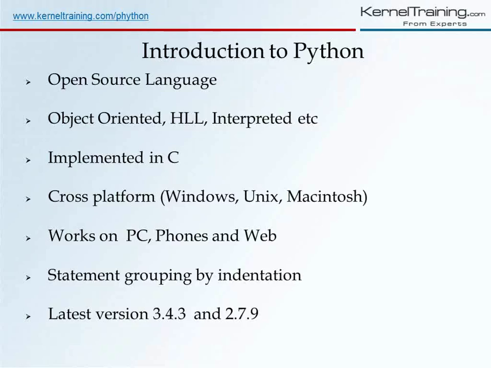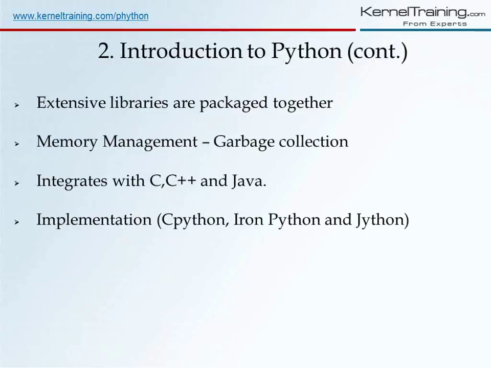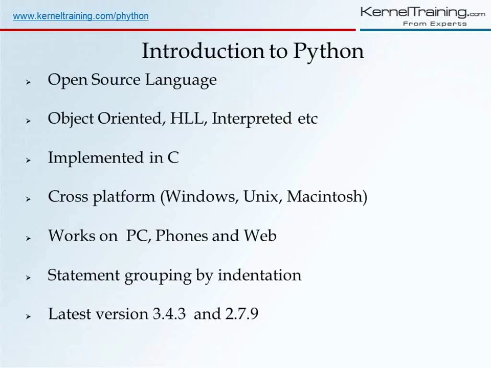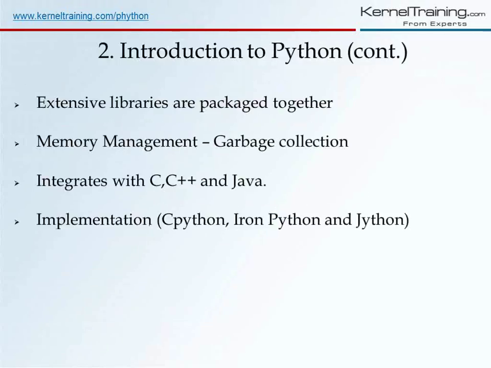The latest one is 3.4x and the earlier one was 2.7x. In earlier versions, I mean the 2.7 is currently vastly used because the APIs and the libraries are mostly available, and are developed using 2.7x. But the rapid development is going on in 3.4x.